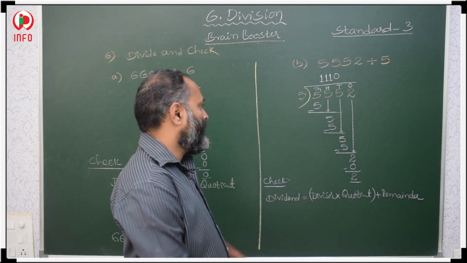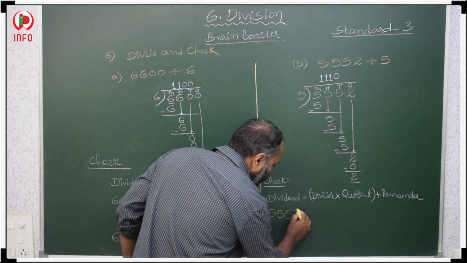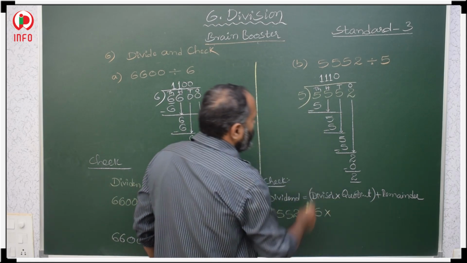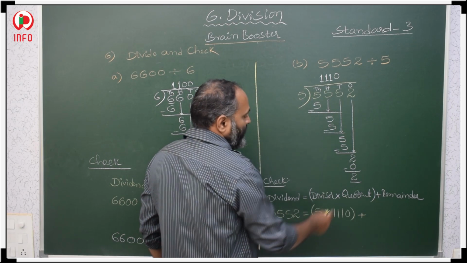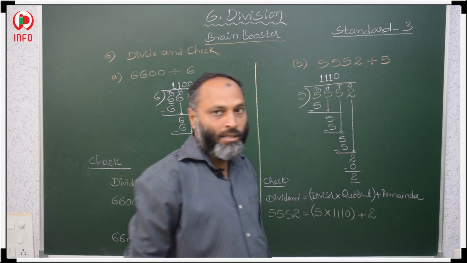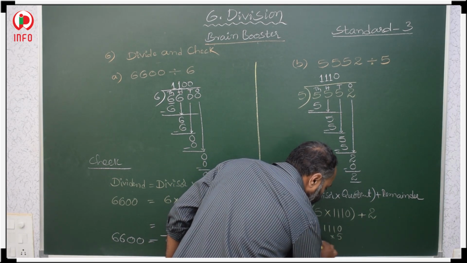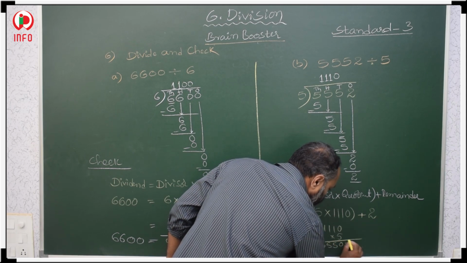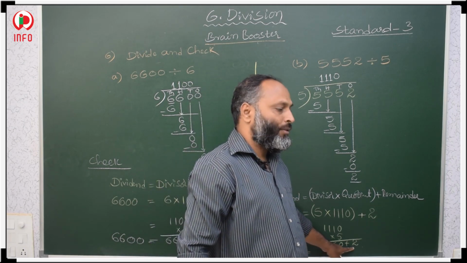Now what is the dividend here? 5552. 5552 is equal to divisor 5 into quotient 1110 plus what is the remainder? Remainder is 2. Now we have to multiply this quotient with the divisor. See here 1110 with 5. 5 zeros are 0, 5 ones are 5, 5 ones are 5, 5 ones are 5, plus 2. 5550 plus 2, 52.